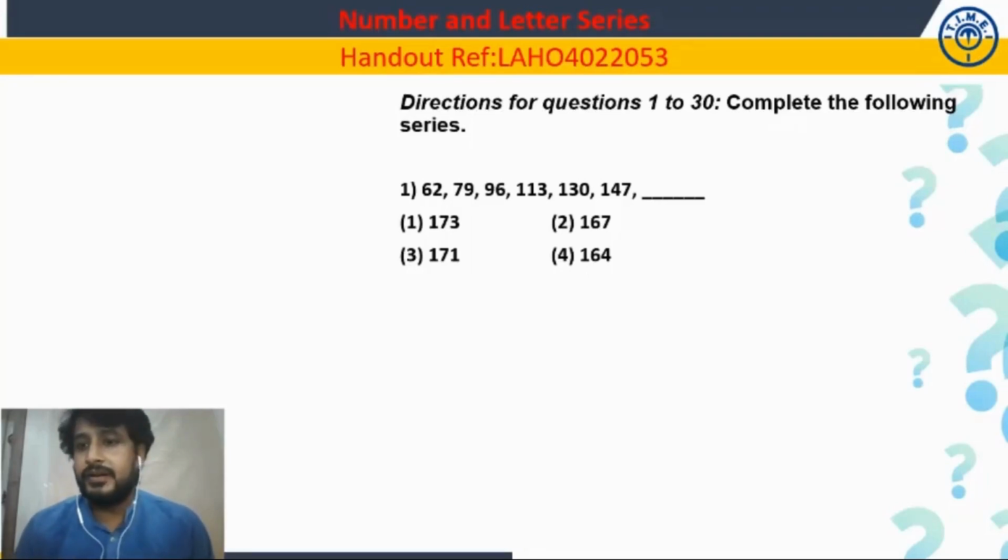Directions for questions 1 to 30. Complete the following series. Have a look at question number 1 and try it once. 62, 79, 96, 113, 130, 147. What will come in the place of blank? Anyone?